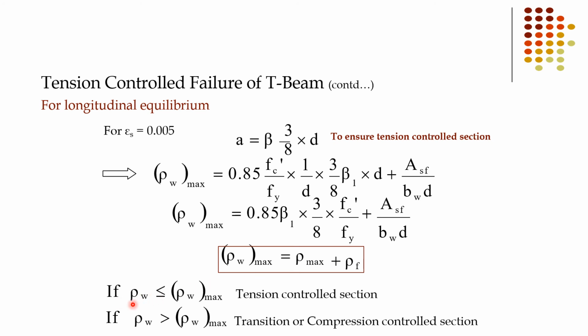If our rho w, meaning our steel ratio in the web, is less than or equal to rho w max, the section will be tension controlled, and if rho w is greater than rho w max, then the section will be transition or compression controlled. Then we calculate the corresponding phi factor and calculate the capacity of the beam. So now I will show the analysis example, how to perform the analysis of T and L beams.